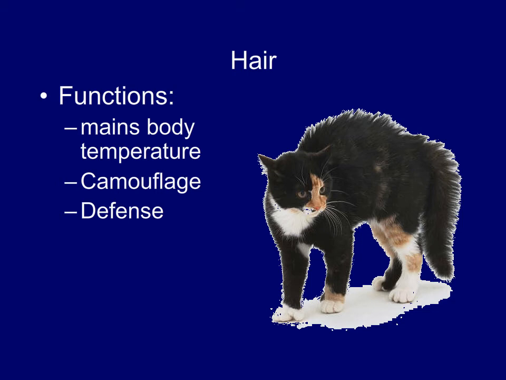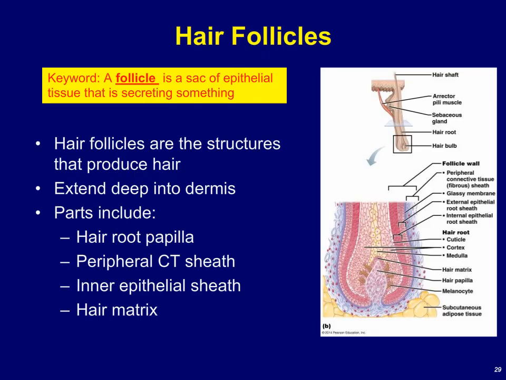This not only tells the other cat that, hey, I'm really angry, don't mess with me, but it also makes the animal look bigger so the predator or would-be challenger may think twice about attacking your cat. And of course, you probably already know that hairs are produced in hair follicles. But what you might not know is that a follicle is a specific term that we're going to see again and again in this class. Specifically, a follicle is a sac of epithelial tissue that is secreting something.